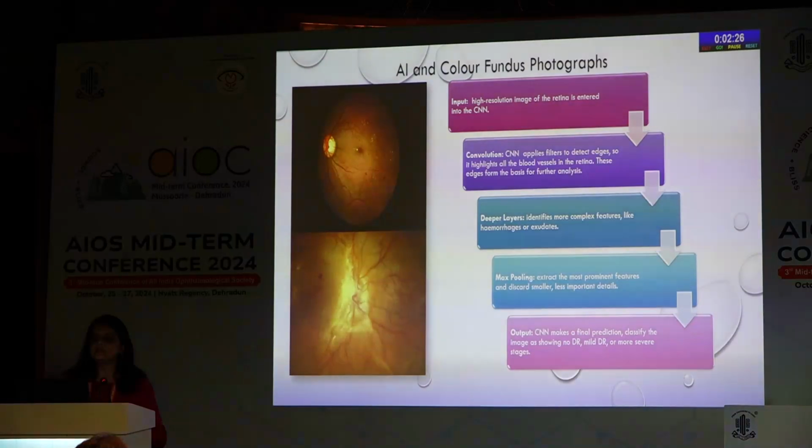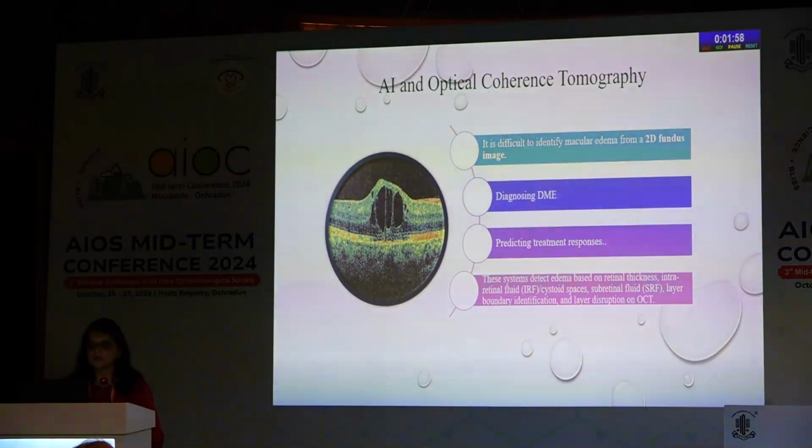AI in color fundus photographs: we start from the input, convolution, deeper layers, max pooling, and the output, as I told in the beginning. So the same is with this; we have a lot of images taken from the fundus, data is collected, and then neural networks will be applied, and deep learning will help to find out what hemorrhages or exudates are present. And finally, a picture is given to us that this is the final picture, and this is the stage of diabetic retinopathy.